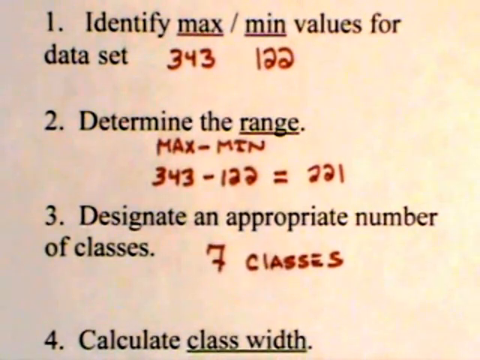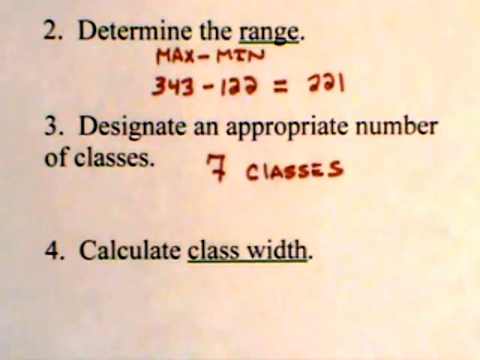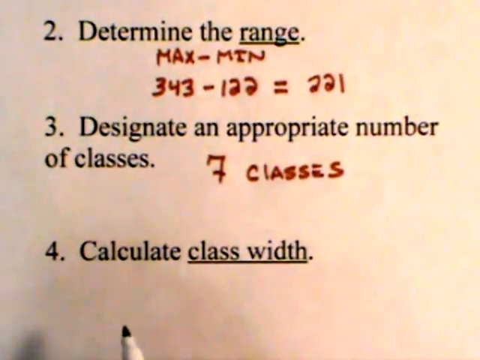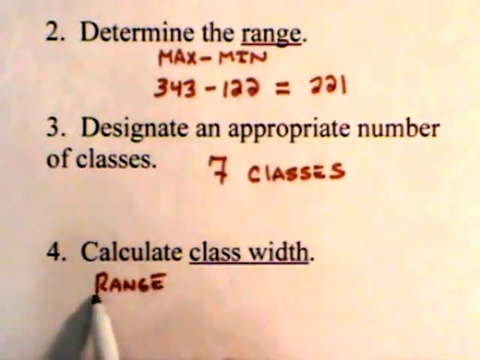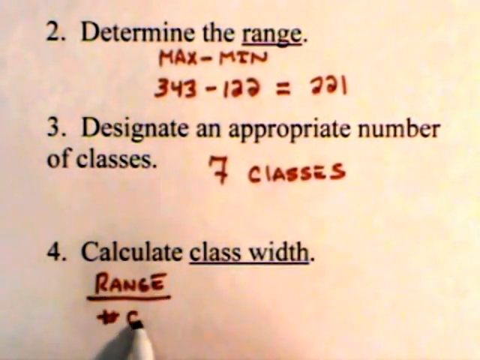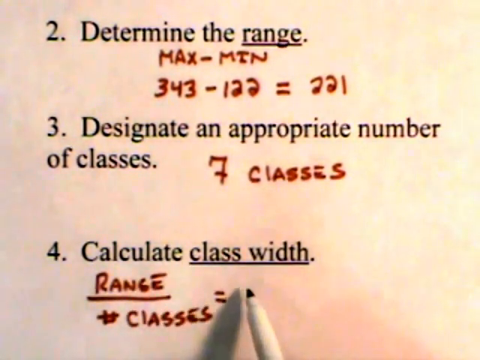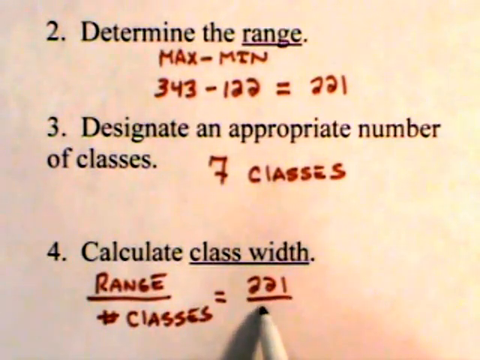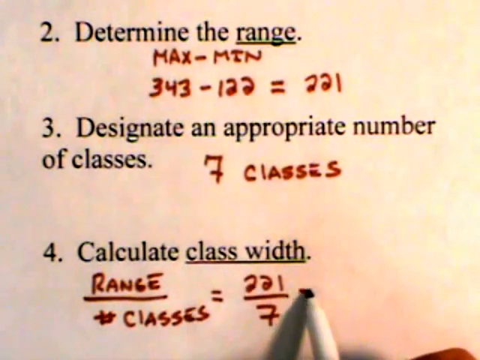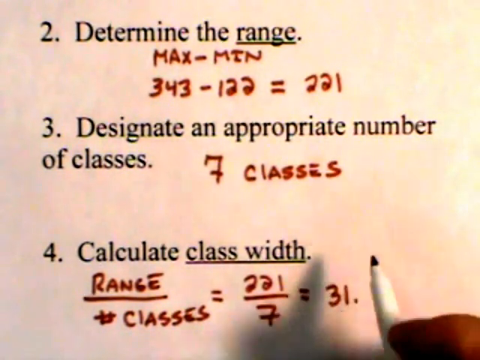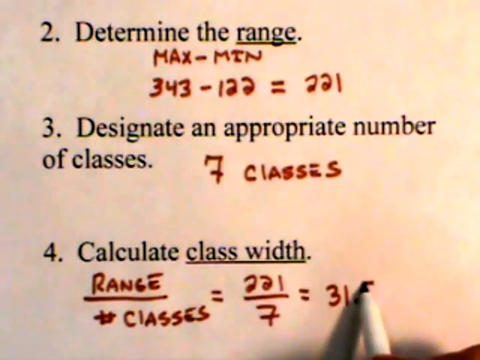For step 4, we want to calculate the class width. To calculate class width, you take the range and you divide by the number of classes. In this example, we take the 221 and we divide by 7. 221 divided by 7 produces a result of 31.5714, and the decimal goes on. So I'm going to say roughly 31.57.